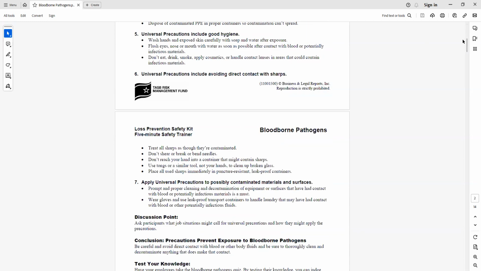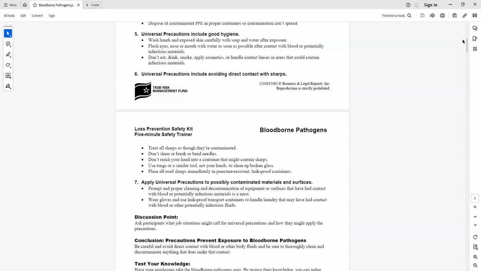Number 5, universal precautions include good hygiene. Wash hands and exposed skin carefully with soap and water after exposure. Flush eyes, nose, or mouth with water as soon as possible after contact with blood or potentially infectious materials. Don't eat, drink, smoke, apply cosmetics, or handle contact lenses in areas that could contain infectious materials.